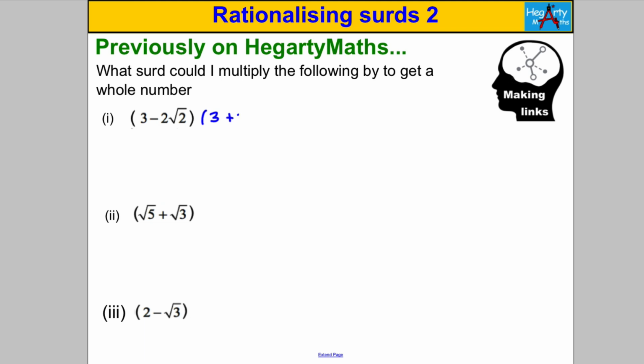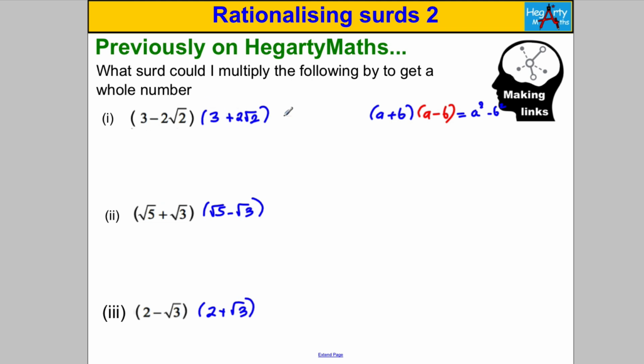So in this case 3 plus 2 root 2, in this case root 5 subtract root 3, and in this case 2 add root 3. Because a conjugate of a number, say we have two numbers added together, a add b, the conjugate is always going to be a subtract b. And when I multiply those two together, I can work it out by doing the first number squared take away the second number squared. And that's actually called the difference of two squares, which we'll see in algebra. But that's what we used in the previous work.